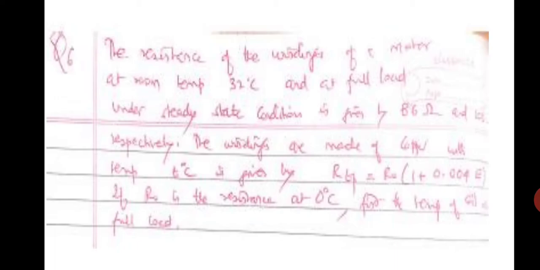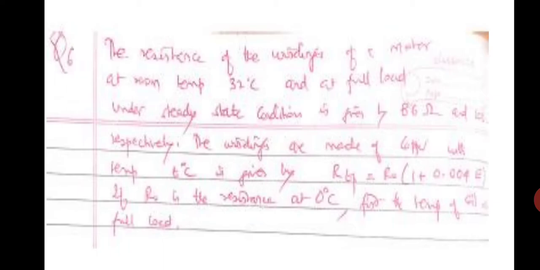Hello students, we will see the sixth numerical. The resistance of the windings of a motor at room temperature of 32 degrees centigrade and at full load under steady state conditions is given as 86 ohms and 100 ohms respectively. That is, when the motor is at room temperature its resistance is 86 ohms, and at full load its resistance is 100 ohms.